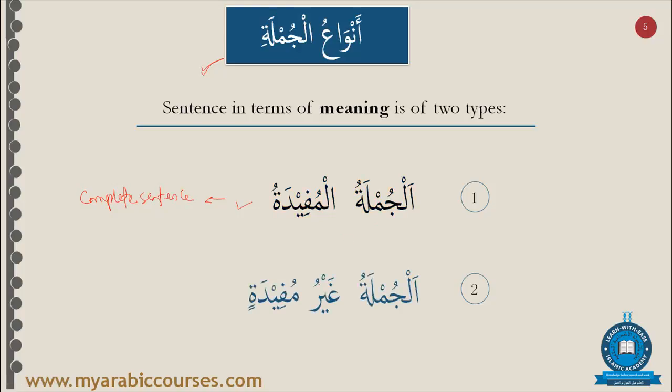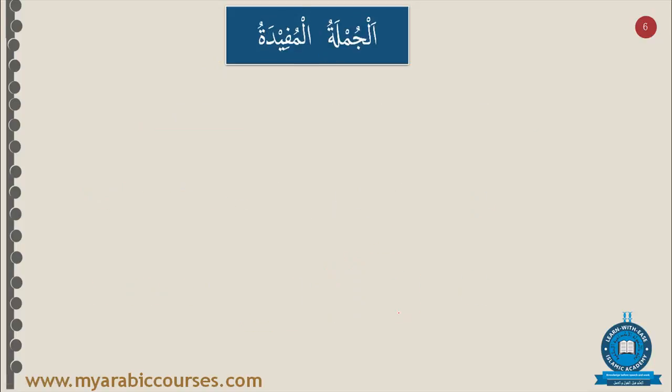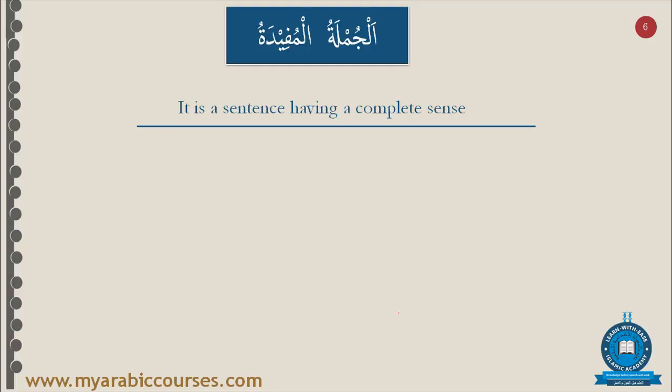The next one is al-jumlatu ghayru mufida, meaning the incomplete sentence. Anytime you hear ghayru in Arabic language, it means not. So we say al-jumlatu ghayru mufida, not meaningful or incomplete sentence. So that is good.